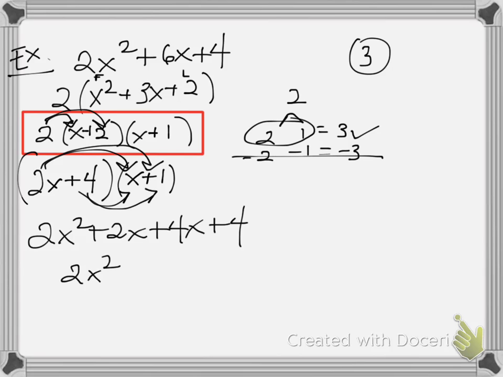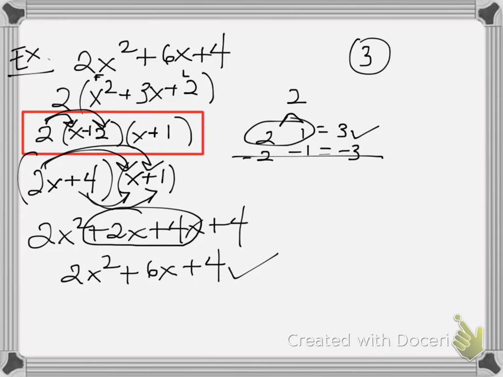2x squared, combining my like terms right here in the middle. 2x plus 4x is 6x, so 2x squared plus 6x plus 4. It does match what we started with, so that is the proper factoring of that problem that we did in the notes today. So that's one that has a GCF.